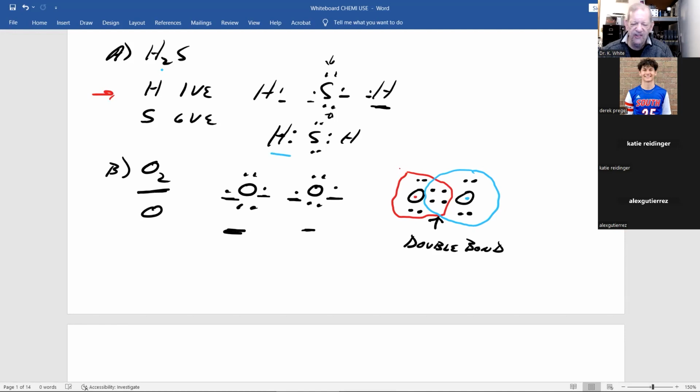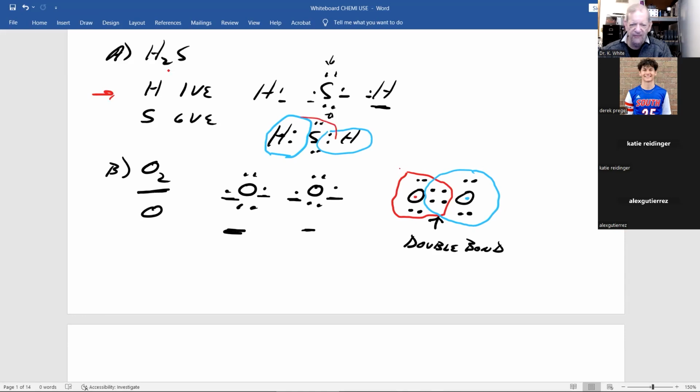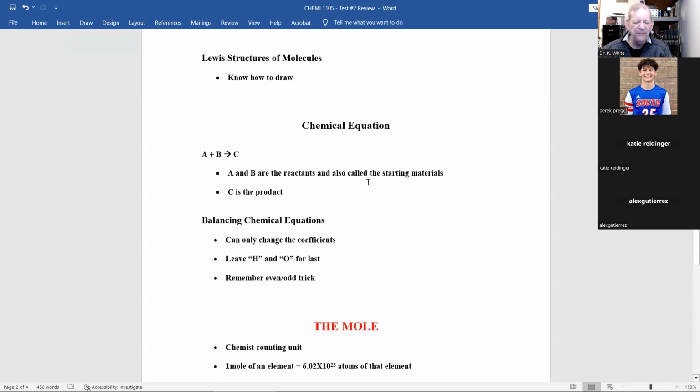Now, hydrogen is the only exception to the octet rule. Its octet is 2. So this has 2, this has 2. If we look at the sulfur, how many shared and unshared electrons? And the answer is 8. So it's happy. Isn't it nice to have happy atoms? Don't answer that. All right.